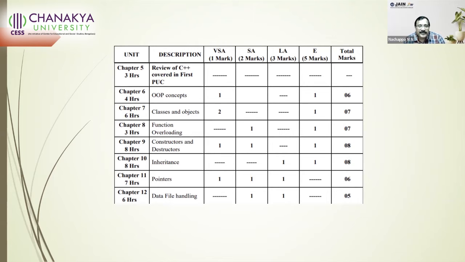Similarly, we have functions. You would have written a function for factorial. You would have written a function for reversing a number. When you write functions, if you have 2 functions having the same name but different arguments, then we call that function overloading. So what is function overloading?